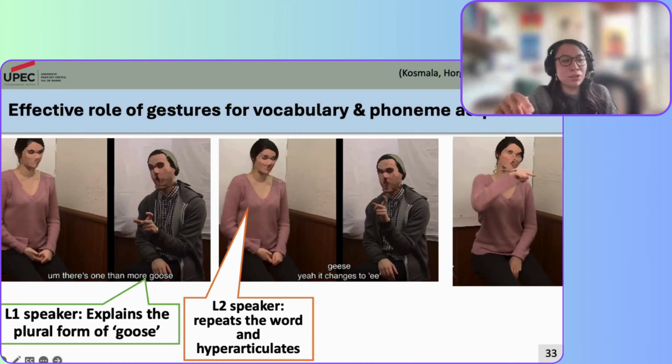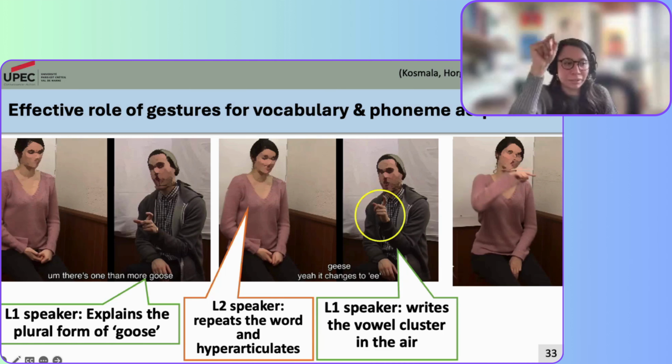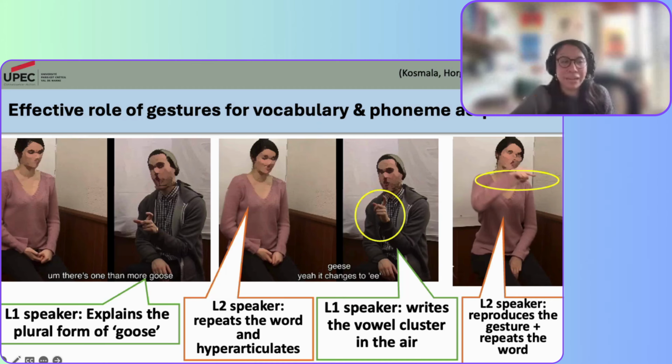And then the L2 speaker repeats the word geese and hyper-articulates, right? Really using all of her, right, extending her mouth for the vowel, like geese, so from goose to geese. And then you see she uses graphophonology there and writes the vowel cluster EE in the air to really focus on the relationship between spelling and pronunciation. And so you see, you write the vowel cluster in the air, that's a representational gesture, EE, and then she actually repeats the EE gesture and repeats the word as well, geese.